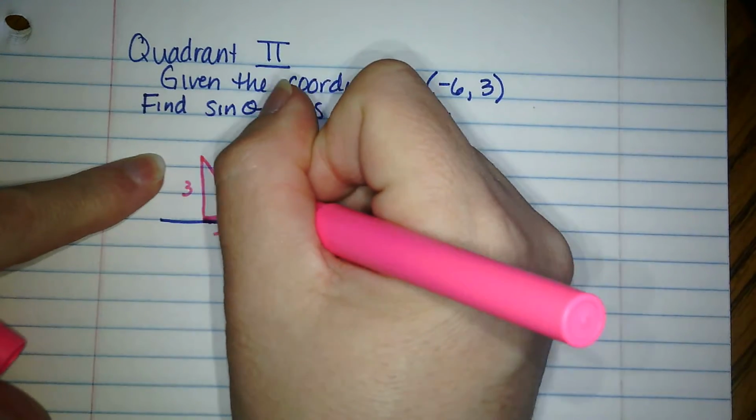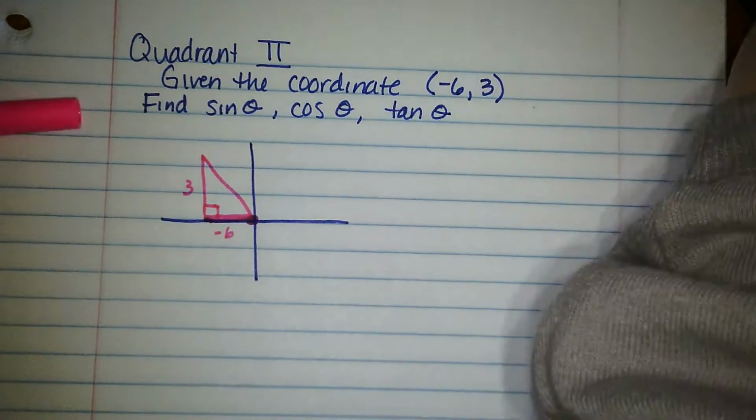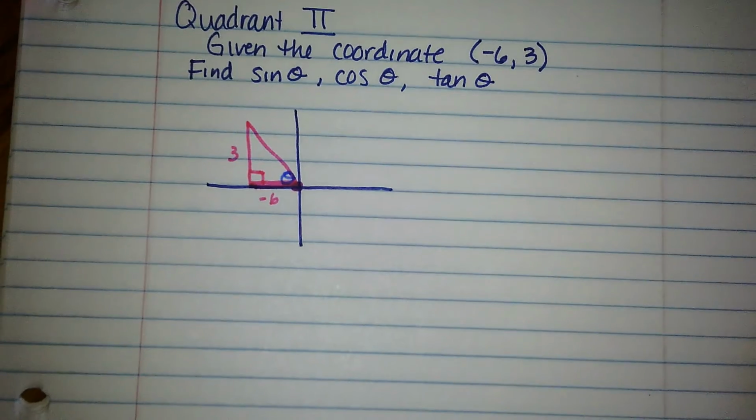Remember to go back to the origin to complete your triangle. Here is your right angle. Theta is always anchored to the origin.